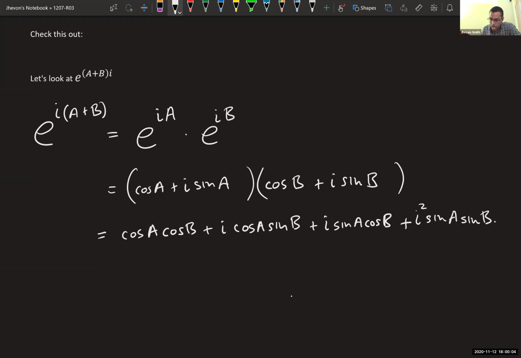Notice here, also by Euler's equation, this is actually the same as cosine of a plus b plus i sine of a plus b. And so notice what we just did. We just actually derived the addition formula for sine and cosine.